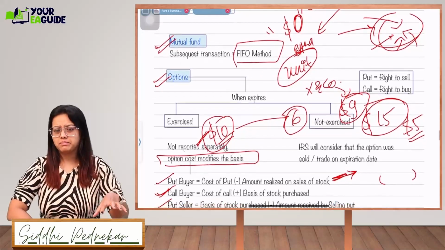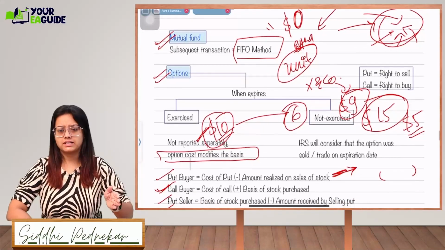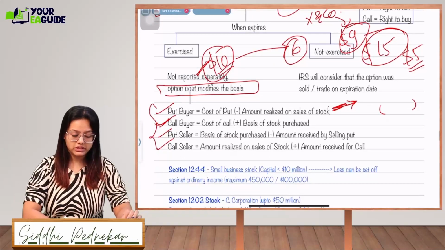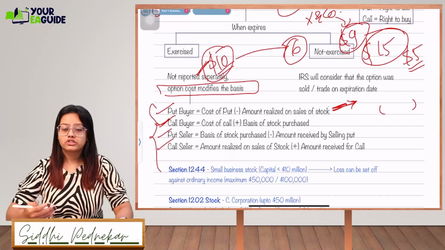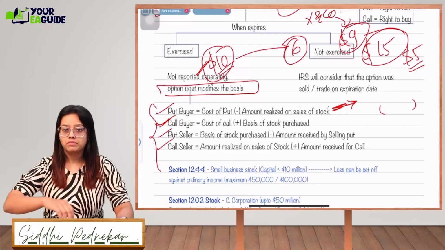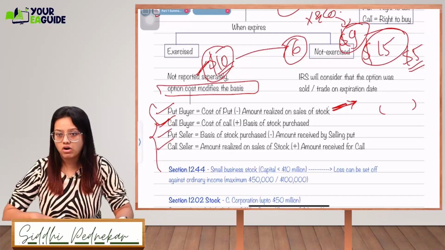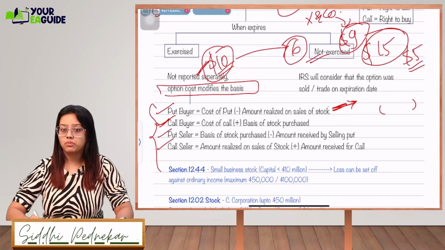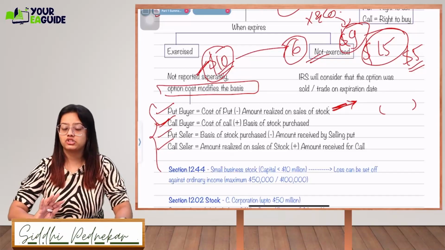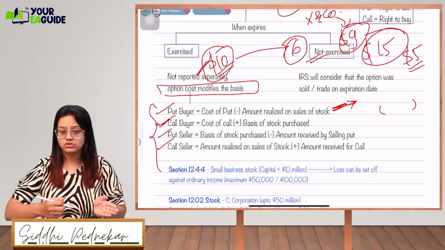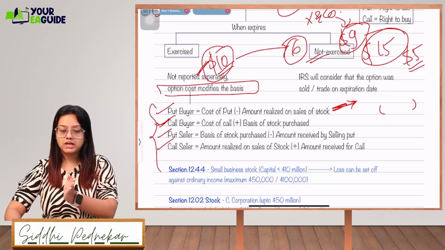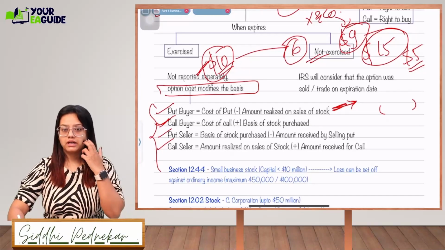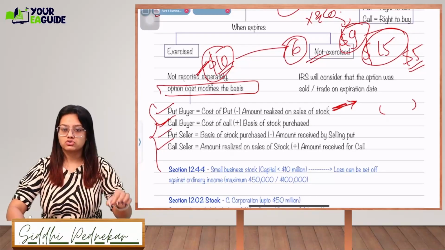Okay, this is not going to be asked in the exam at all. This is just for understanding. If you exercise it, what will be the cost basis of the stock, share, security which you are going to exercise. This is helpful in practical life, not for exam purposes. If it is not exercised, the IRS will consider that the option was sold or traded on the expiration date. As soon as the option expires, it will be considered as sold on the expiration date, and you will be liable to pay capital gain tax on whatever amount is sold.